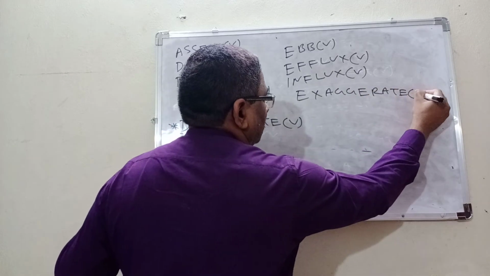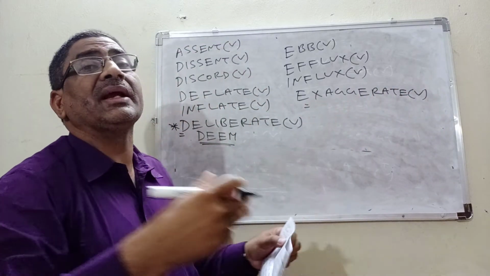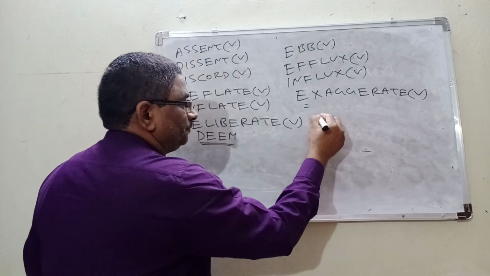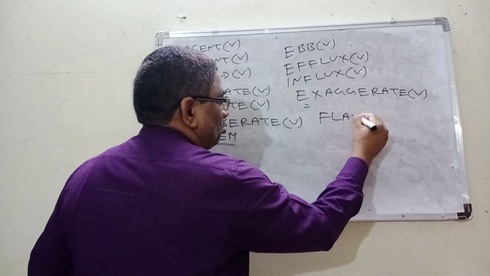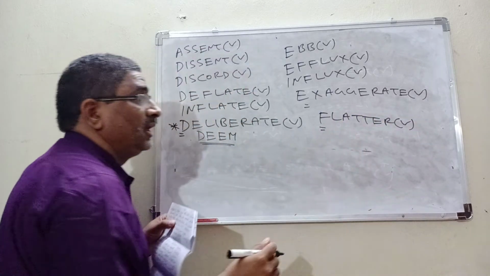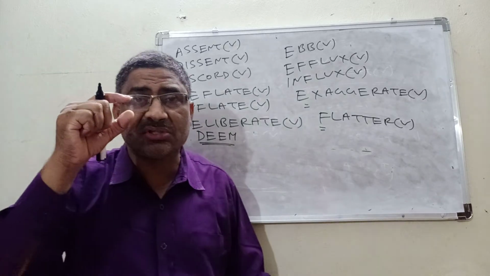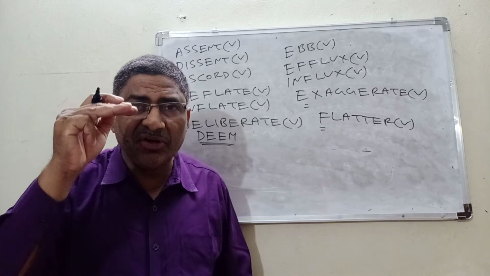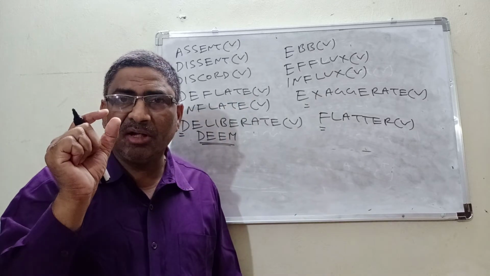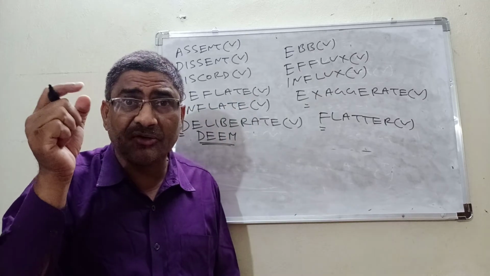Exaggerate. I would like to exaggerate something. To say excessively is called exaggeration. Flatter. Wonderful word. If you praise any person to some extent, that is positive. If you praise excessively, it is a negative. Flatter is a negative word. Flatter means to praise excessively.